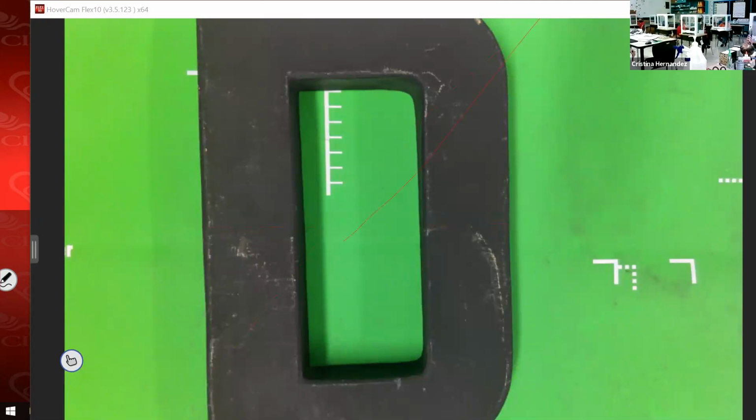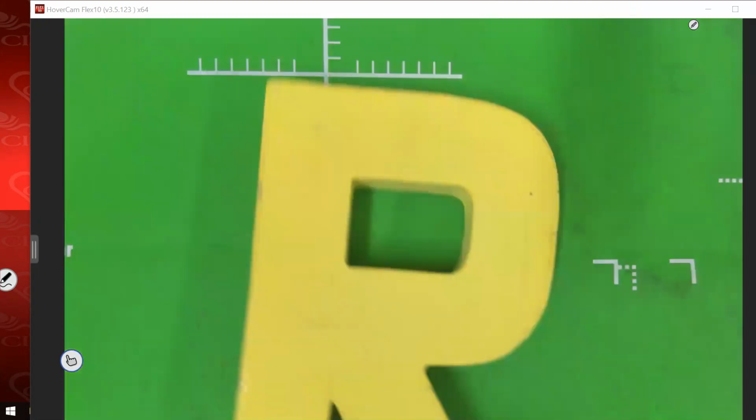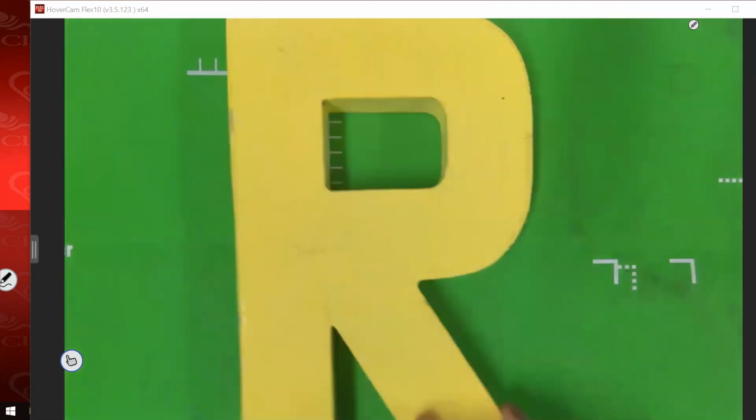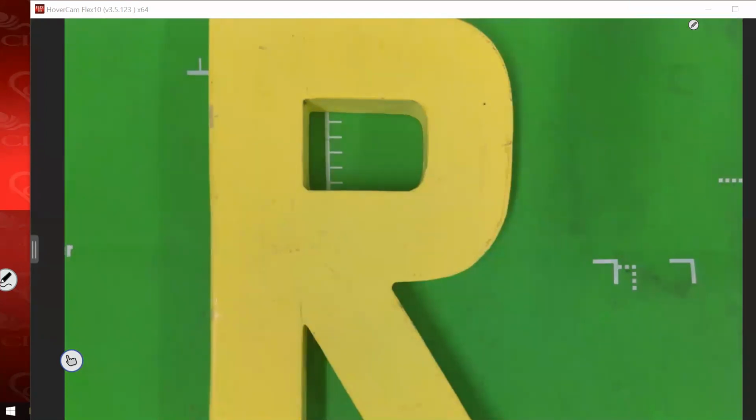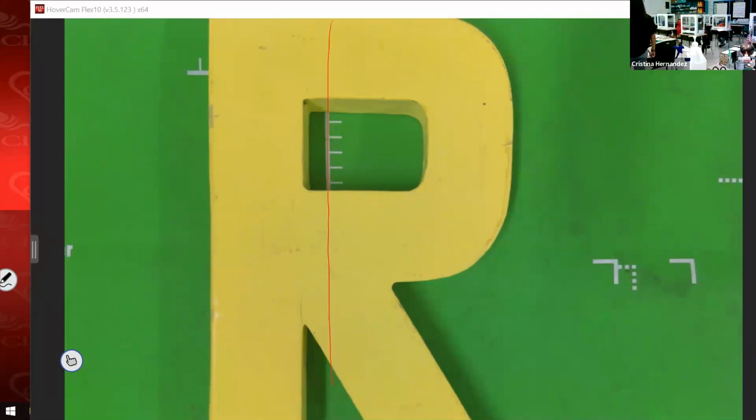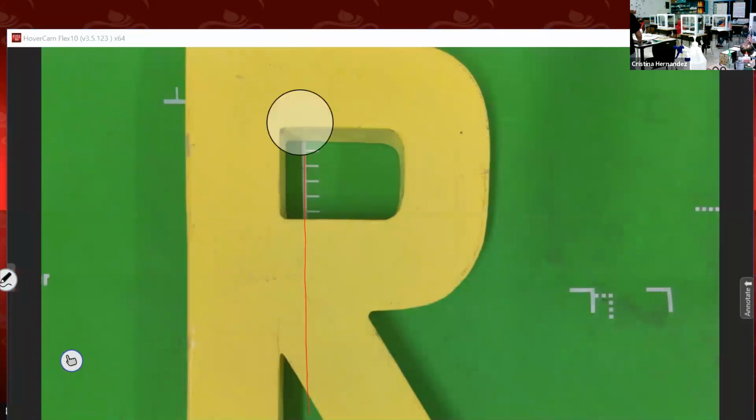Let's put another letter up here. Class already knows what letter it is. It's an R. Does an R have a line of symmetry down the middle right here? No, it doesn't. Maybe if I cut it this way, does it have a line of symmetry? No. Either way.